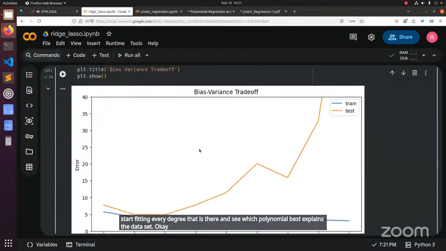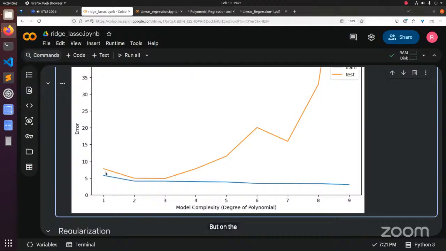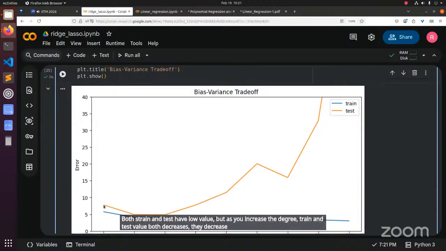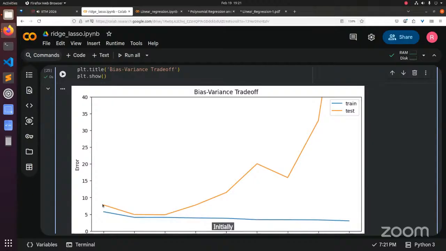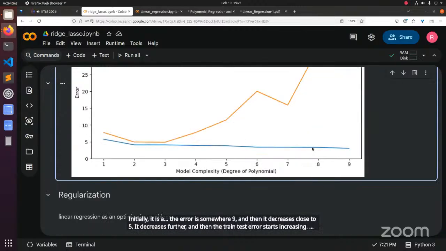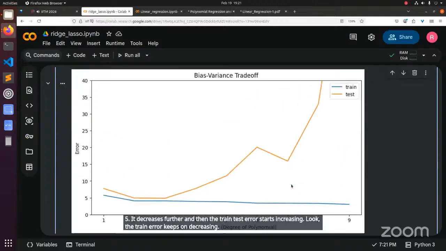Okay, so you can see on the test data, when the bias is low, what is it? With a low degree, both train and test have high error, but as you increase the degree, train and test error both decrease. Initially the error is somewhere around 9, and then it decreases close to 5. It decreases further, and then the test error starts increasing. Look, the train error keeps on decreasing, but the test error starts increasing very high.